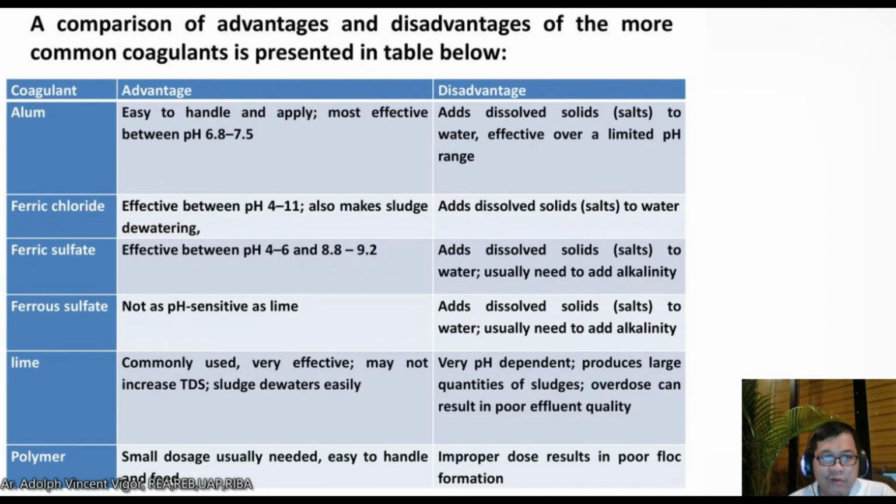Okay. The next coagulant is polymer. A small dosage is usually needed, and it's easy to handle and feed. The disadvantage is that improper dose results in poor floc formation.